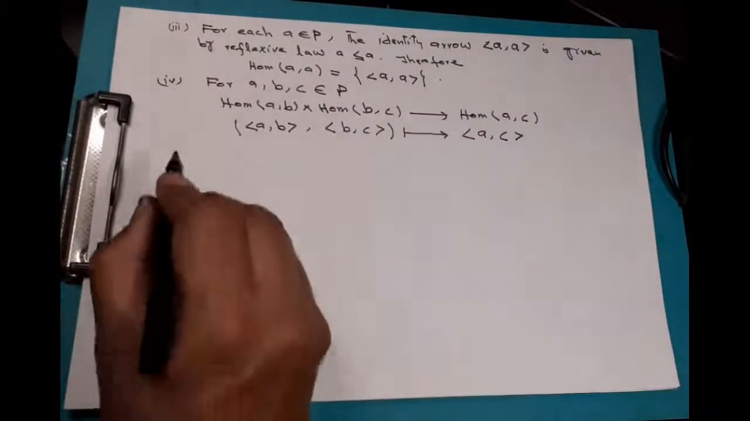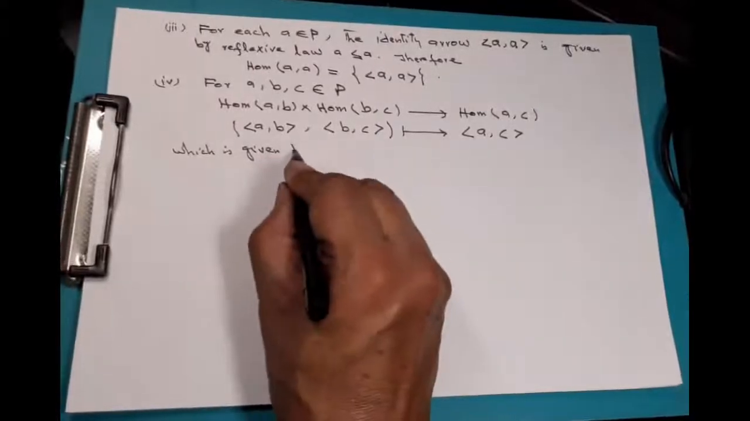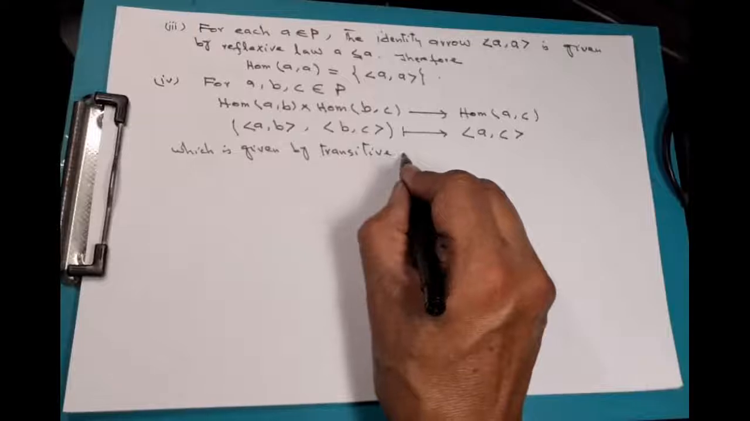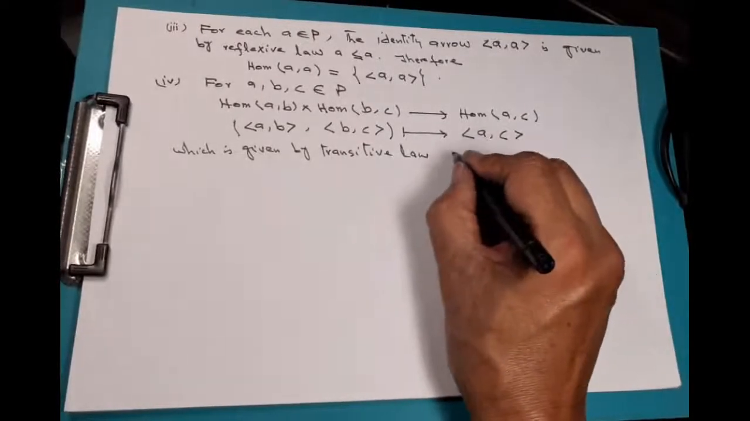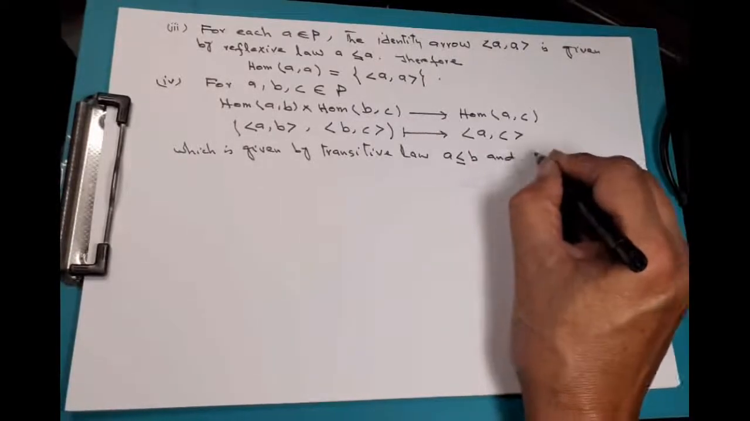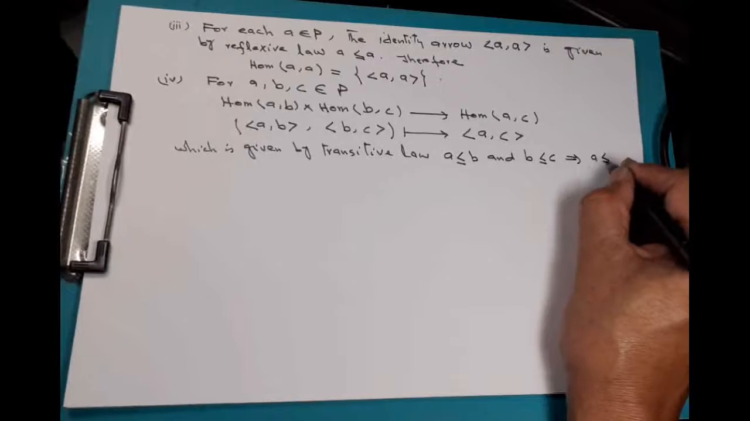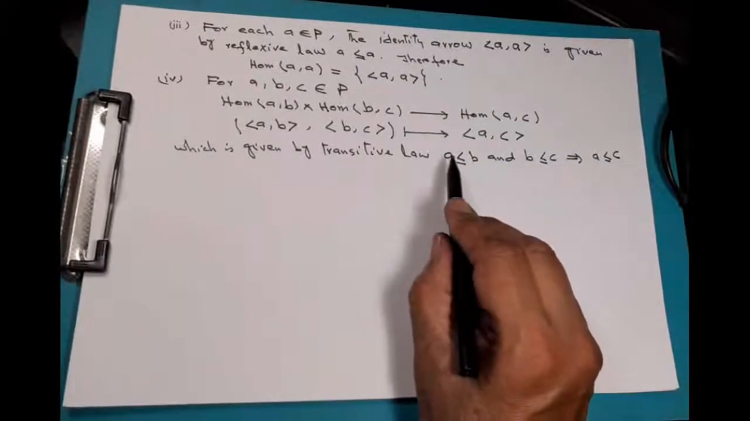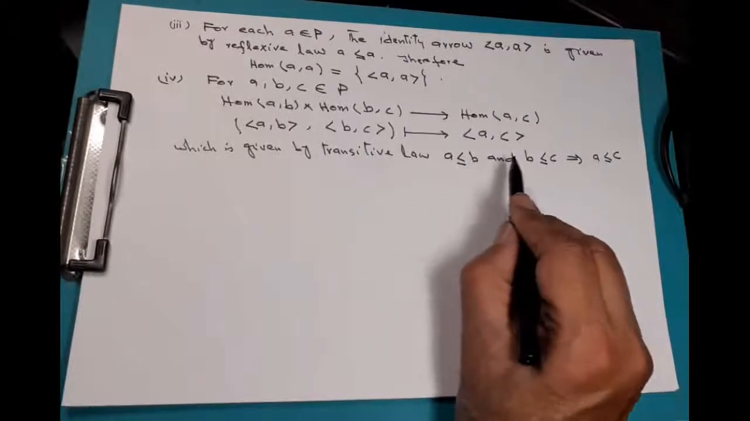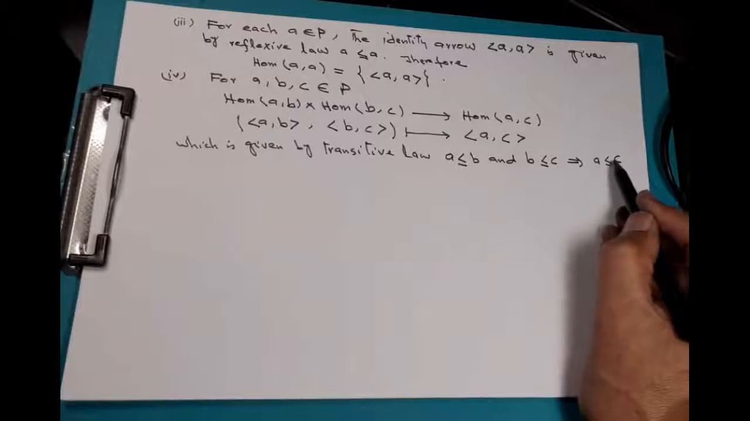which is given by the transitive law, which says that if A is related with B and B is related with C, then A is related with C. You can read it: if there is an arrow from A to B and an arrow from B to C, then A is related with B and B is related with C, and by the transitive property this gives you A is related with C. So this means that there is an arrow from A to C.